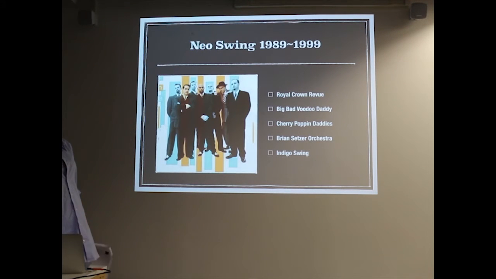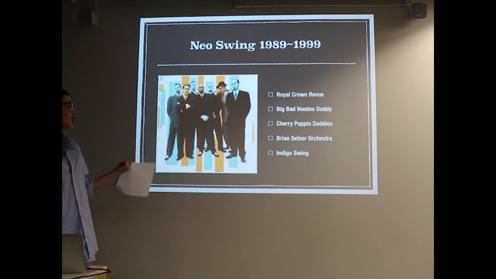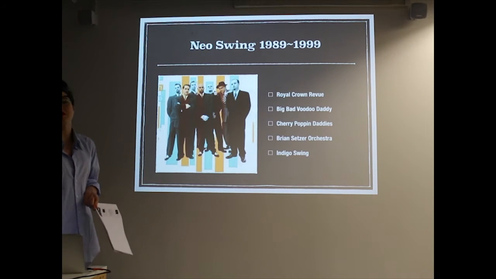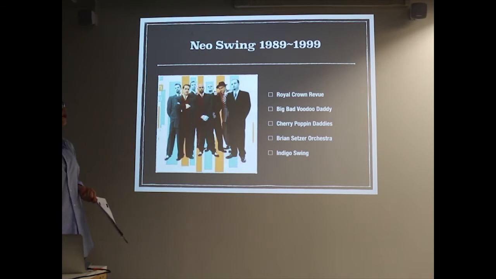So we have our neo-swing style of music. Most people say it was the decade spanning from 1989 to 1999. And maybe you've heard of some of these bands: Royal Crown Revue, Big Bad Voodoo Daddy, Cherry Poppin' Daddies, the Brian Setzer Orchestra, Indigo Swing. These were the big names of the neo-swing movement.